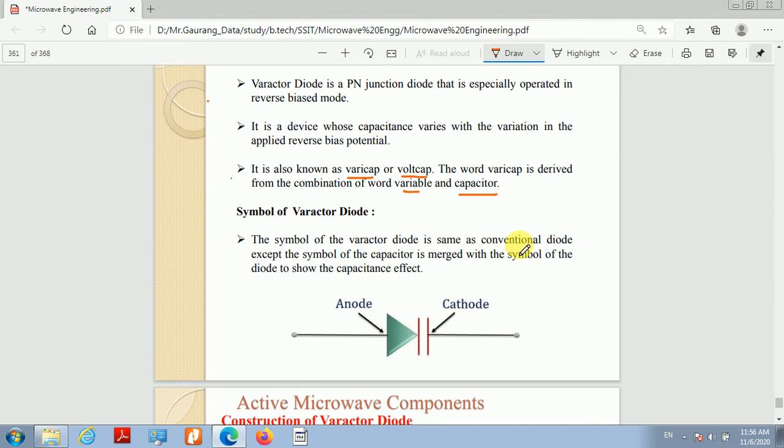If you look at the symbol of this Varactor diode, it is almost similar to the conventional diode, our PN junction diode, but here, in order to show the capacitive effect, there are two parallel lines. Okay, these two parallel lines basically indicate the capacitance or capacitive effect. One terminal is the anode, the other terminal is the cathode.